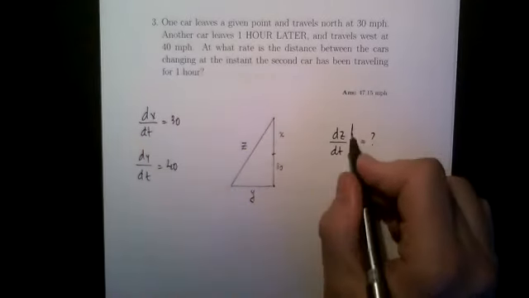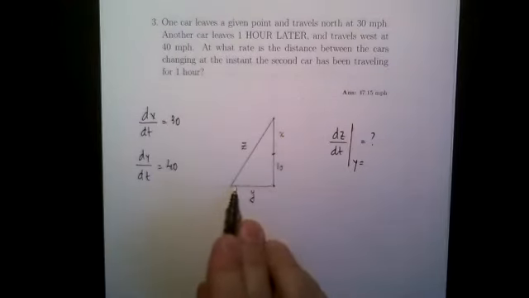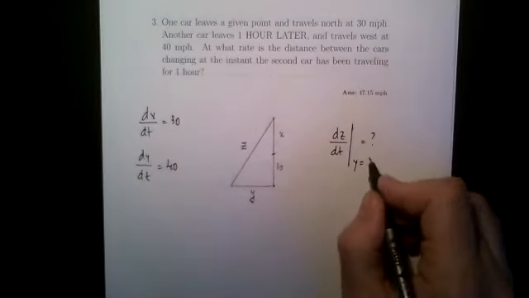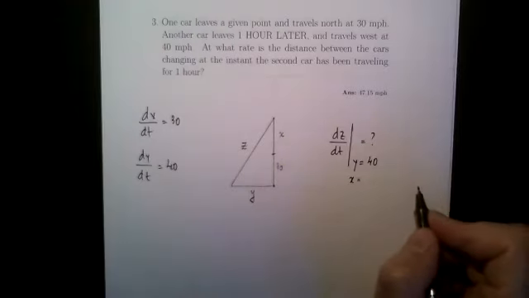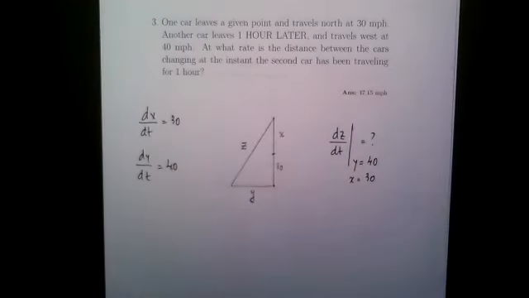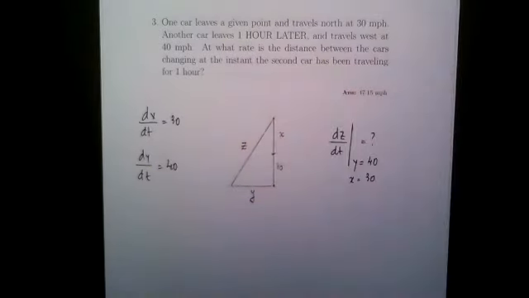So basically, what distance is he here? What's y? 40. And what's x? 60. No, x is 30. This distance, you're right, it's 60, but x is still 30. Oh, you're right. 1 hour later, he's 30. So that's what I'm looking for.